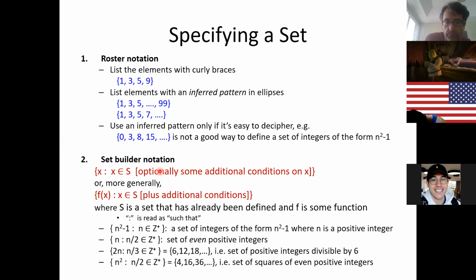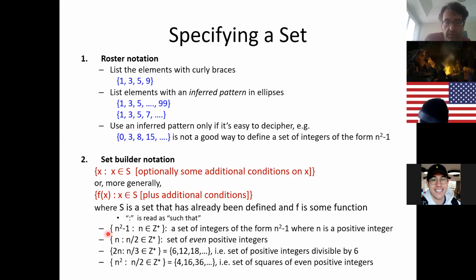You could do that using the stuff from last week. Or more generally, on this side you specify a function of some arguments, and on the right side you specify constraints on these arguments. So you read this like this: this is a set of all elements of the form f of x, where f is some function, and the arguments x have to satisfy some constraint, like, for example, belonging to a set S.